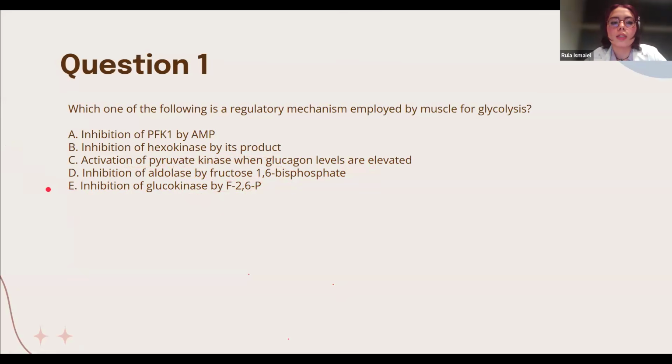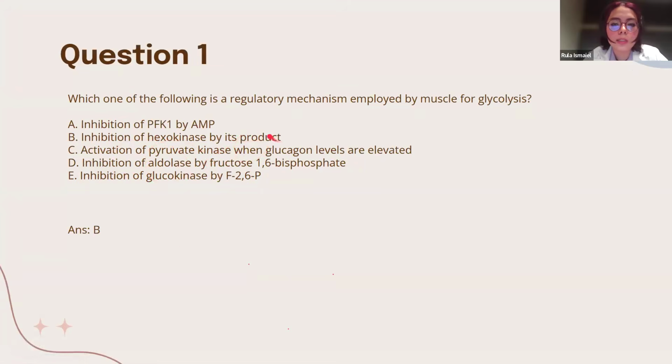Which one do you guys think it is? Can I have someone else other than Mariam answering, please? Guys? Okay, Mariam, you are right. It is B, because of inhibition of hexokinase by its product. The product is glucose 6-phosphate. It's glucose becoming glucose 6-phosphate with the help of hexokinase. As I mentioned earlier, glucose 6-phosphate is like, enough, we have too many of you, there's no need. That's it for question 1.